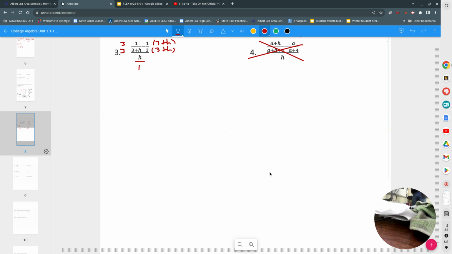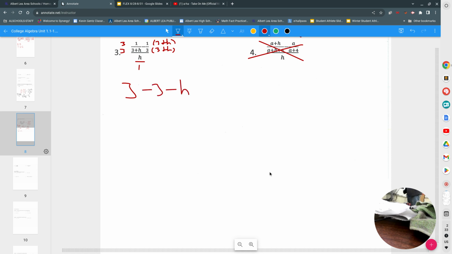Okay, so I'm going to take care here to do this well. I've got 3 times 1 is 3. Then what do I have after that? This is where people make mistakes. What else will I have in the numerator? Negative 3 minus h.